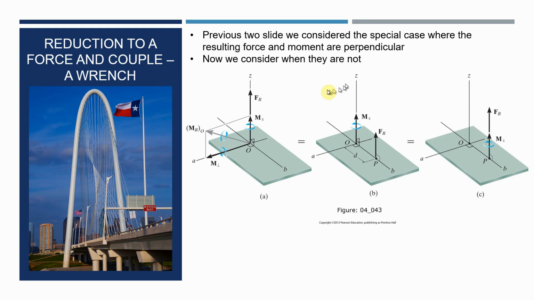Okay, so last video we left off here: reducing a force in a couple to a wrench. In the previous slide we considered the case where the force and moment were perpendicular. Now what happens when they're not? So here we have the schematic. We have a force. We've reduced the system to a force and a moment.